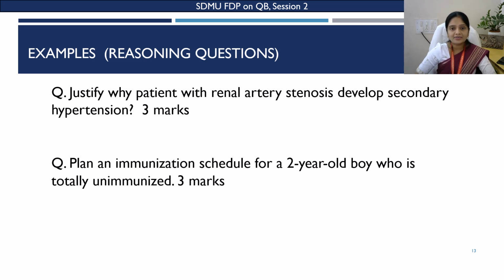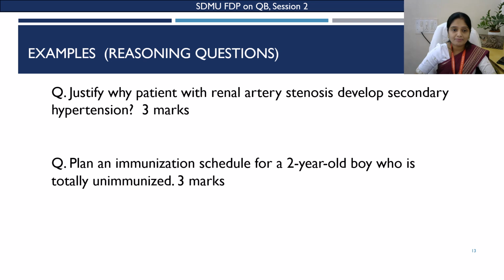Justify why a patient with renal artery stenosis develops secondary hypertension. So the student should not only have the knowledge of blood pressure and its regulation, and not only application. Now they should think how a patient with renal artery stenosis can go for secondary hypertension. So this goes for level 5 of Bloom's taxonomy.